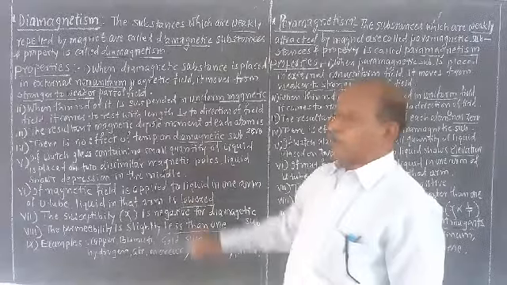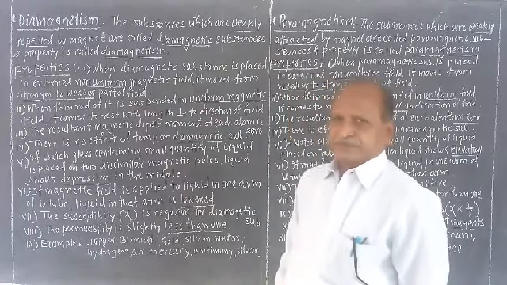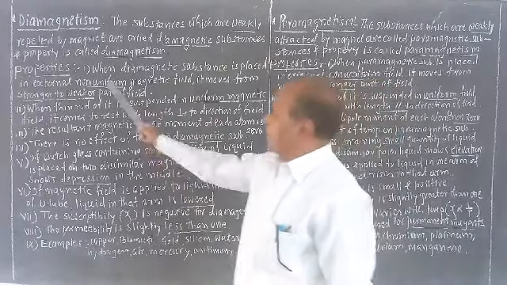Now the properties of diamagnetic substances. First property: when a diamagnetic substance is placed in an external non-uniform magnetic field, it moves from the stronger to the weaker part of the field.